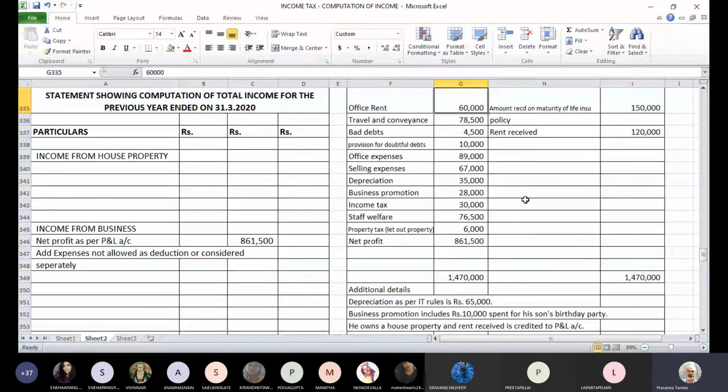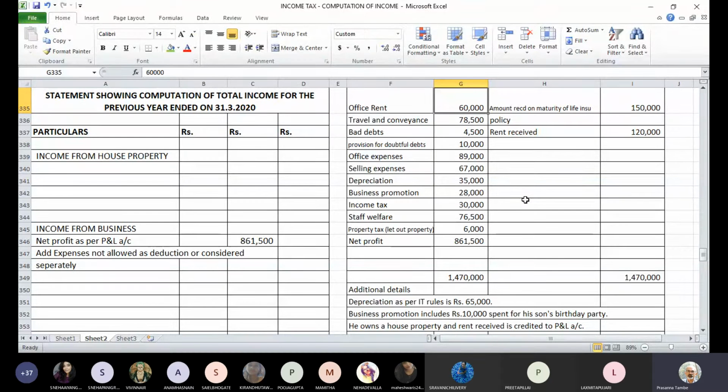Next is provision for doubtful debts. Now there is a difference between these two items, bad debts and provision for doubtful debts. Bad debts is the actual loss related to the business, and provision for doubtful debts is a provision for probable loss which may arise in future. So it's a provision for loss, it is not the actual loss. And as per the provisions of income tax, any provision for such probable losses is not allowed as a deduction.